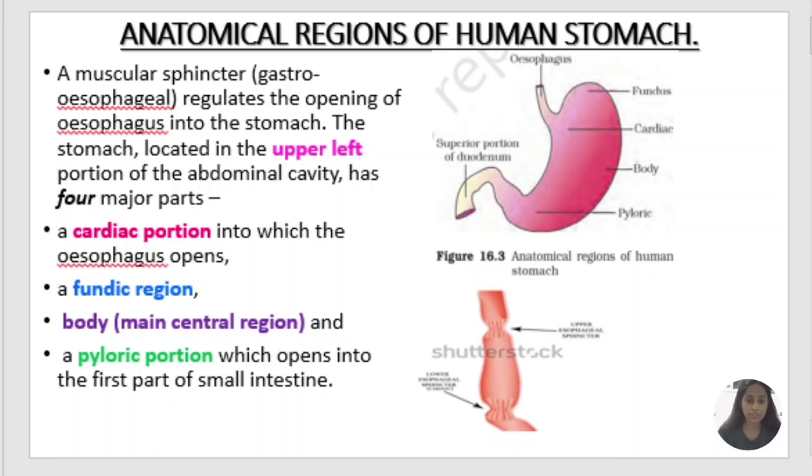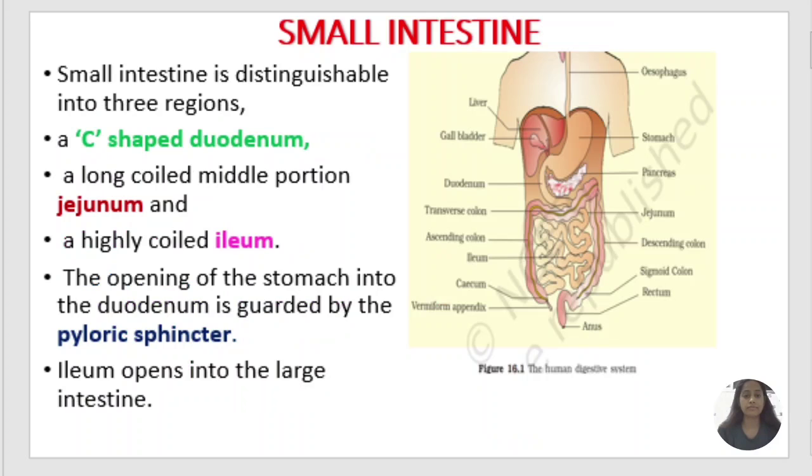I have also mentioned the image of the sphincter. You can see how it is. It is a circular and muscular one. So there is a constriction in between which doesn't allow the food to go back. So basically it acts as a valve.